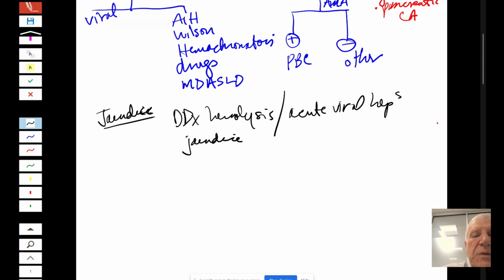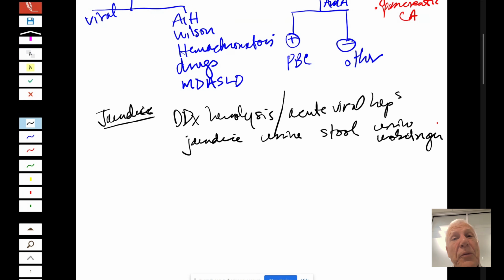We're going to say, is the patient jaundiced? What is the urine? What is the stool? And what is the urine urobilinogen? Right? All you've done is the algorithm. We didn't even start with the algorithm, did we? We started with this teaching idea of walk me through hemolysis versus acute viral.